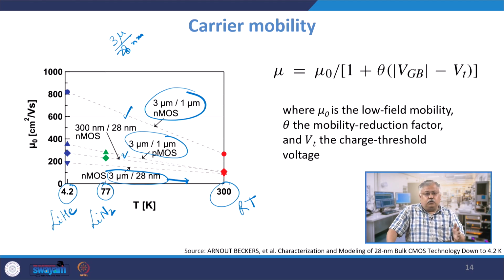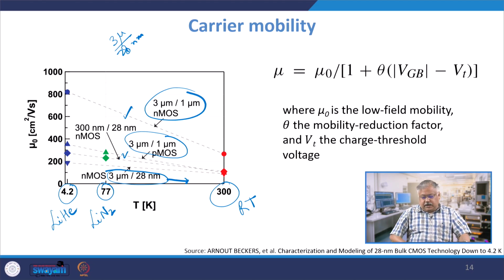So, the 2 things you need to worry about are the W by L ratios and temperature. If the W by L ratios are exactly the same, obviously PMOS will have a lower mobility as compared to NMOS, and if the device is the same, the higher the width of the device, the lower will be the mobility available to you.